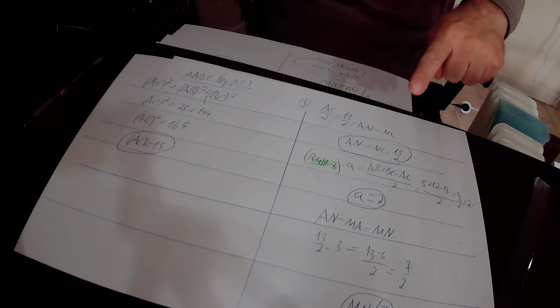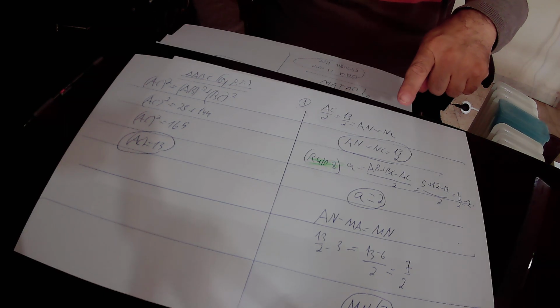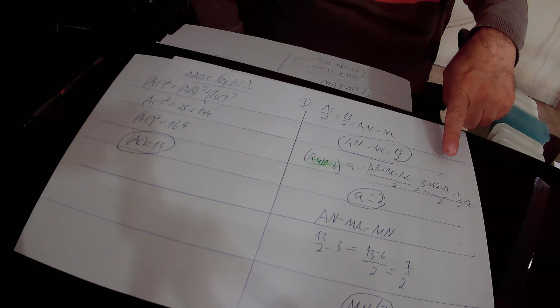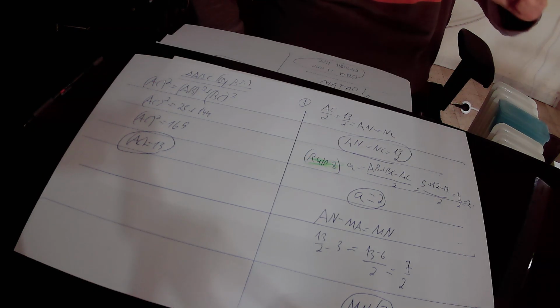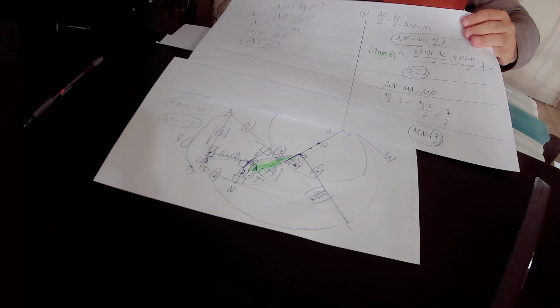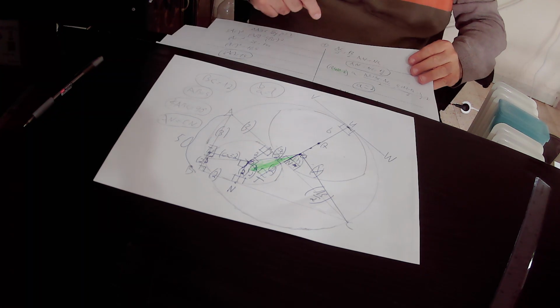AB is 5, BC is 12, and AC is 13. Therefore, AB plus BC minus AC over 2 is 5 plus 12 minus 13 over 2. 5 plus 12 is 17. 17 minus 13 is 4, and 4 over 2 is 2. So finally we found out that A, the radius of this circle A, equals 2 units in its length. Here A equals 2.